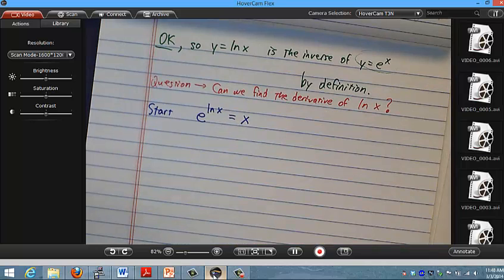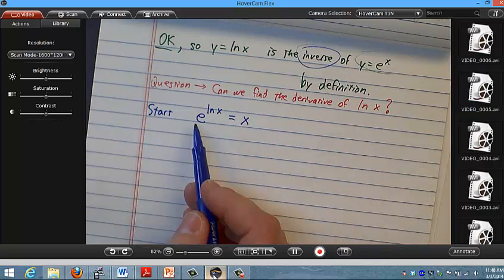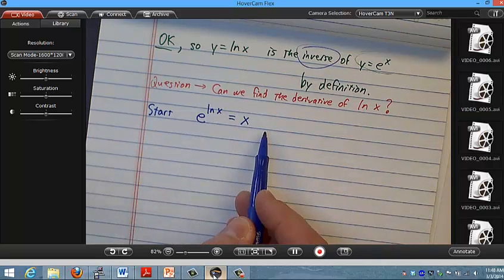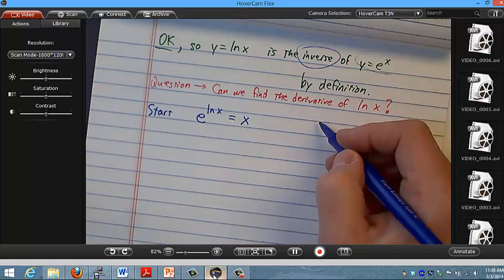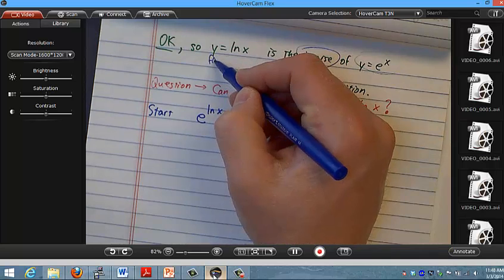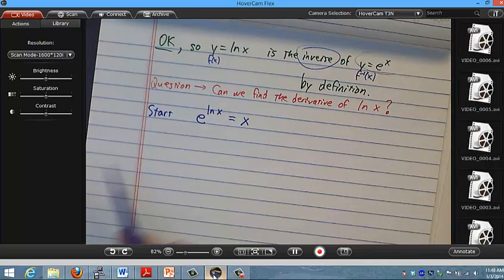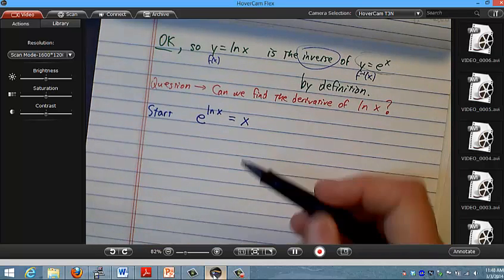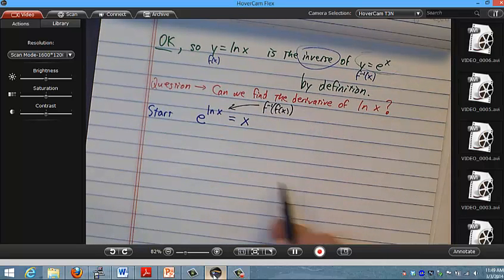How do I know that? Well, because what do we say these things are? Inverses, right? And what does that mean? It means f of f inverse of x equals x. Does that make sense? Inverses mean they undo each other, right? If this thing is my f of x, then this thing is my f inverse. And so if I do e to the ln of x, what I'm really doing here, that's my f inverse of f of x. So it has to equal x.